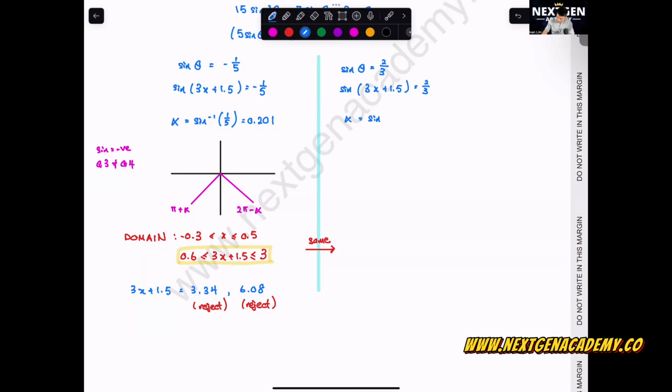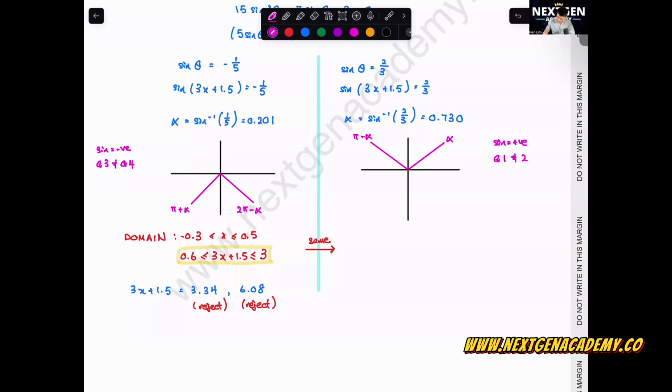Alpha is inverse sine 2 over 3. This one, inverse sine 2 over 3, we'll get 0.730. Sine is positive, so we're going to put quadrant 1 and 2, alpha and pi minus alpha.